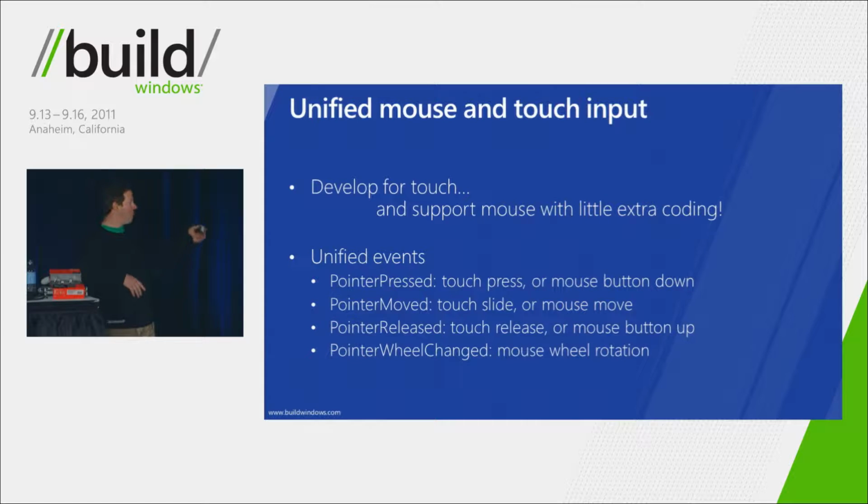So for example, pointer press is either a touch press on the screen or a mouse button down. As pointers move across the screen, that's either a touch slide or a mouse move. And pointer release, hopefully obviously, is a release of the button or a touch off the screen. And we have pointer wheel change, which corresponds to mouse wheel rotation. So this makes it really easy for you to get both sets of functionality without having to do a lot of extra work.